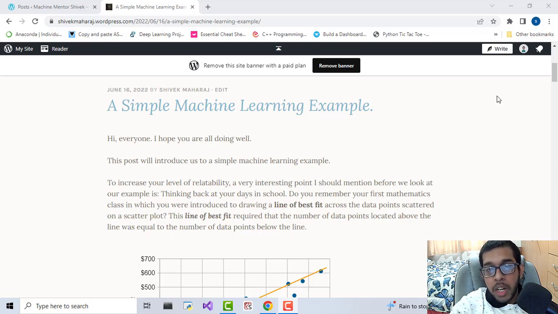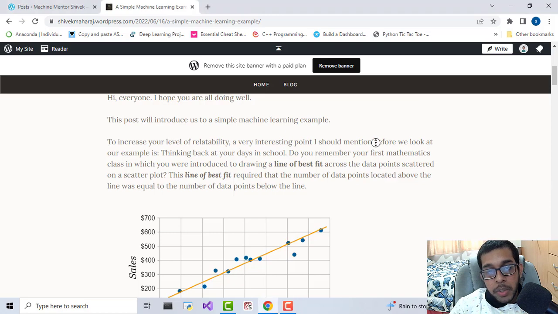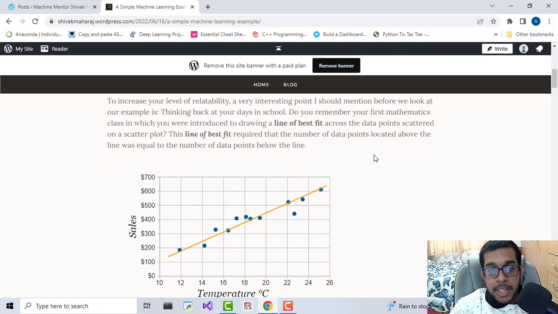In this video, we are going to look at a simple machine learning example. So let's get to it. Now, to increase our level of relatability to machine learning, you guys know we have gone over quite a few articles that build up the explanation of machine learning. And now, for us to get the highest level of relatability, the best thing we can do is look at an example.